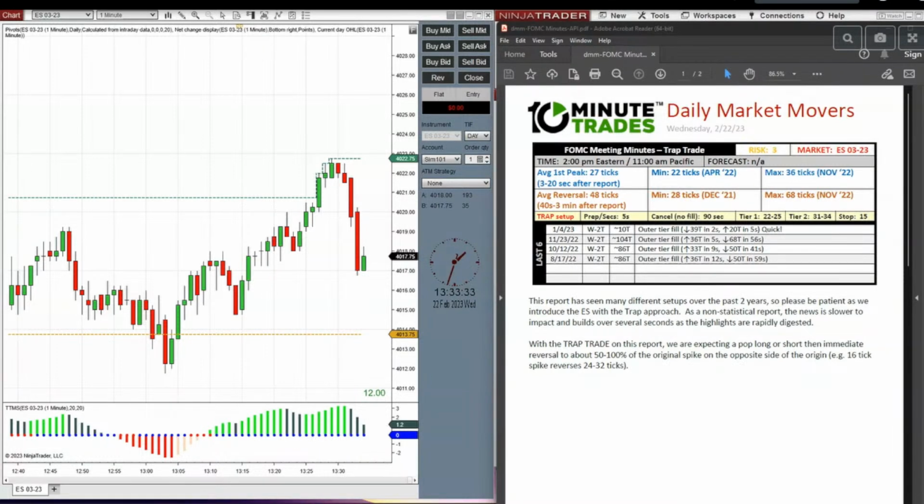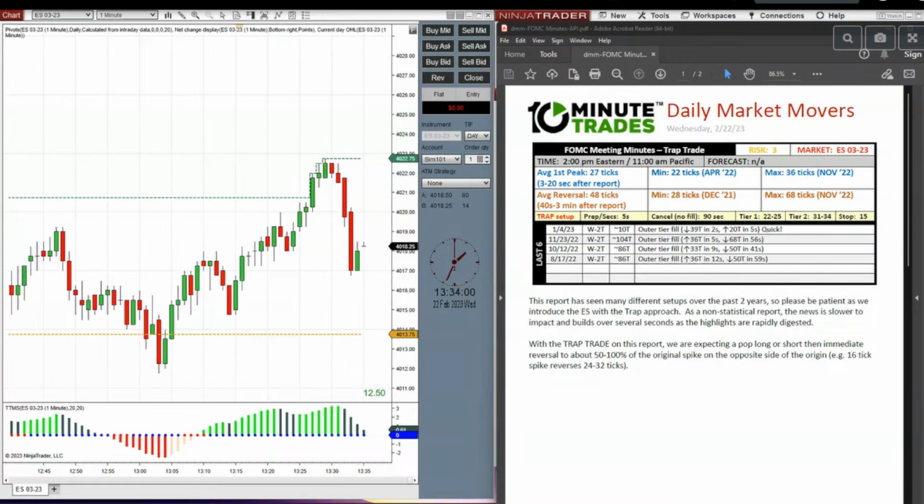But the markets are so much more volatile these days that it's almost impossible to put your orders on the charts 45 seconds before an event because sometimes there's so much movement before the event that you'd get filled well before the news comes out. So we've changed our methodology for the way we do the trap trades. And if you notice on the DMM, it's called prep seconds. And I'm actually going to change that today to 1 second.